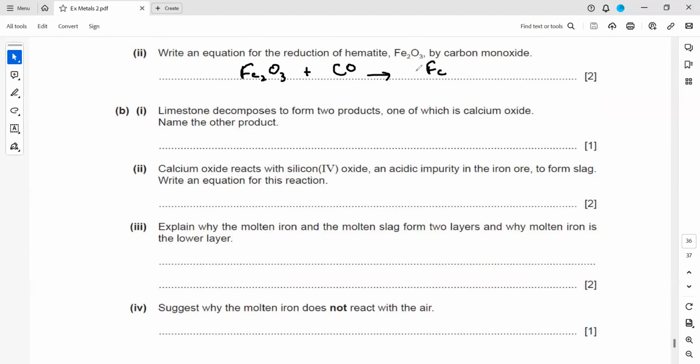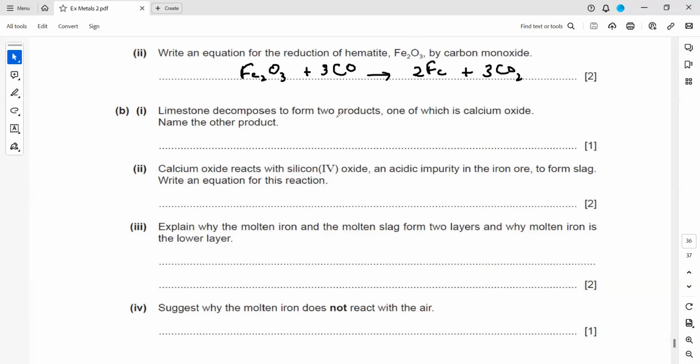It will form iron and carbon dioxide. I remember the balanced equation, that's why I'm writing it directly, but you can first complete the product and then balance. For some of the reactions, especially about the metals, it's better you learn all these equations because they won't change.